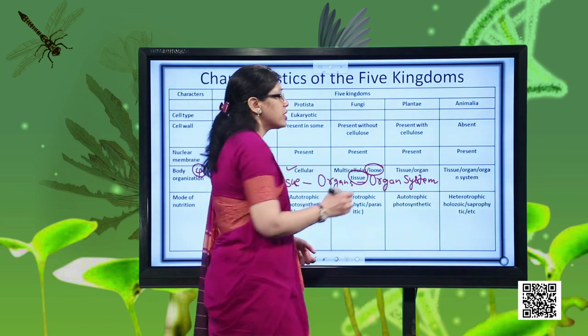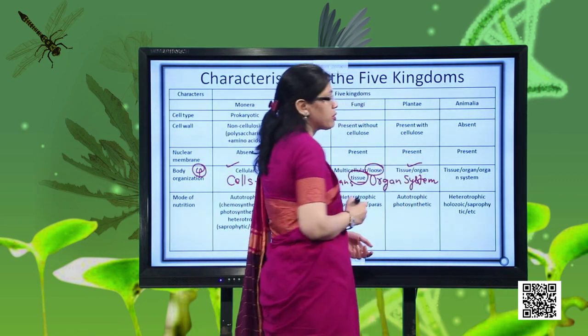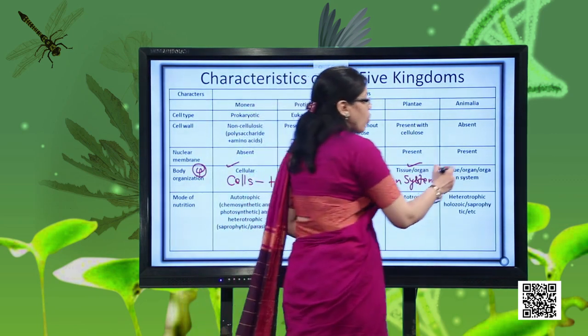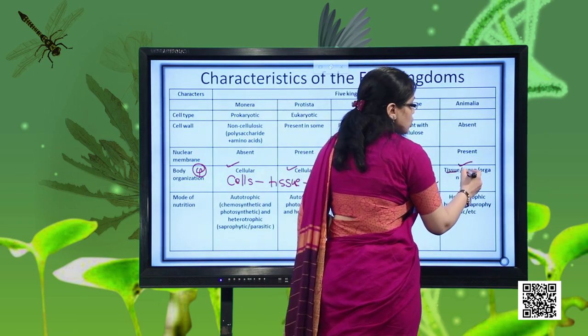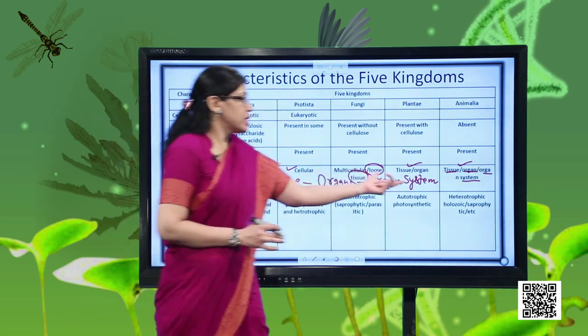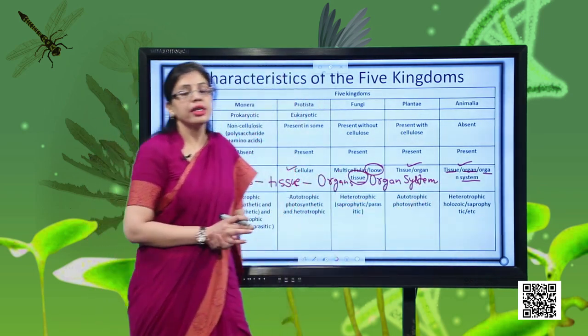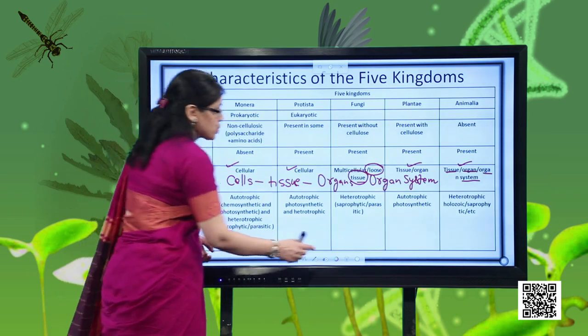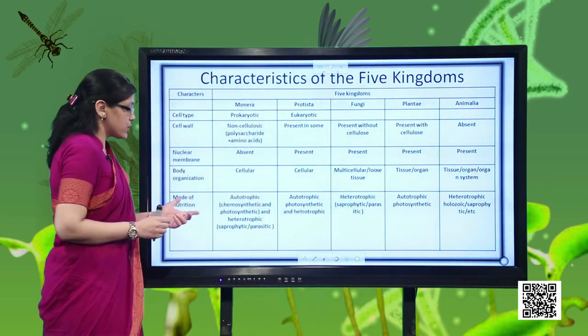Then in plants, either tissue or organ level of organization may be present. In animals, we can have all the 3 types of organization: tissue, organ, and organ system. These 2 kingdoms you will be studying in detail in chapters 3 and 4 also.